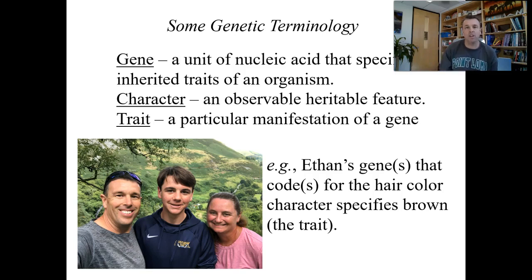So let's give an example here. Ethan's genes code for the hair color character, right? So in this case, the character is hair color. It's not saying a specific hair color, but that's the particular characteristic we're talking about. And then his genes for the hair color character specify brown. So brown hair is Ethan's trait. So that's the particular manifestation of the gene, right? So there's going to be a gene basically for every character, and then that gene is going to determine what trait you have for that character.